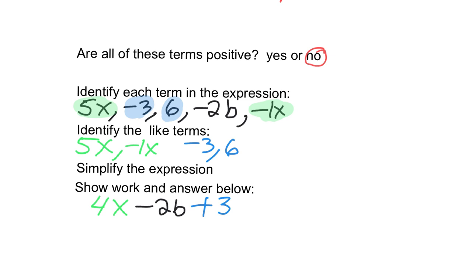So now when I simplify my expression, all that is doing is combining like terms. So I'm going to take my 5x and my negative 1x, and 5x minus 1x is 4x. Next, I'm just going to bring down my negative 2b and put that in the middle. You really could put it at the end if you want, because of the commutative property. You can move it around. And then I have a negative 3 and a 6, and if I combine those or add them, I get a positive 3. So my final expression is 4x minus 2b plus 3.